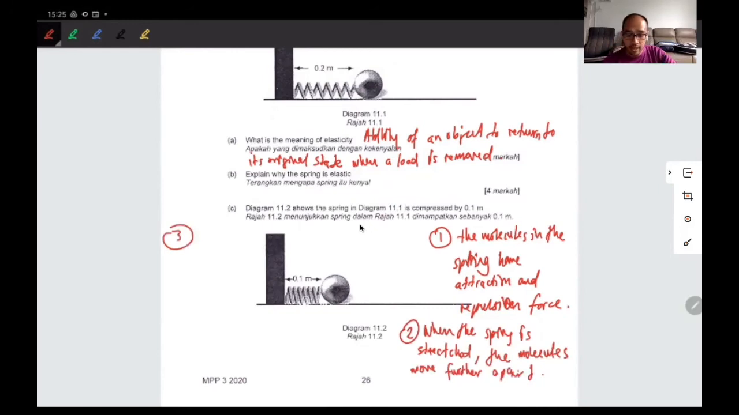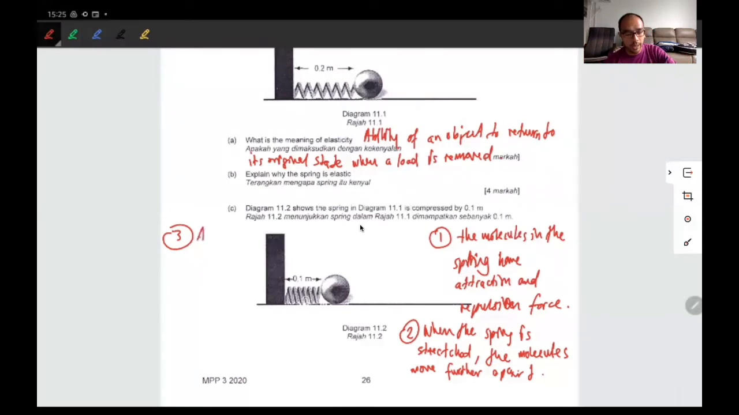Okay, so since the molecules are moving further apart, and molecules are basically just like us humans lah. Kita tidak suka perubahan. We don't like change. Molecules also work the same way. When you try to pull the spring, the molecules akan berasa berjauhan. So diorang tidak suka. And what do they do? They turn on their attractive force.